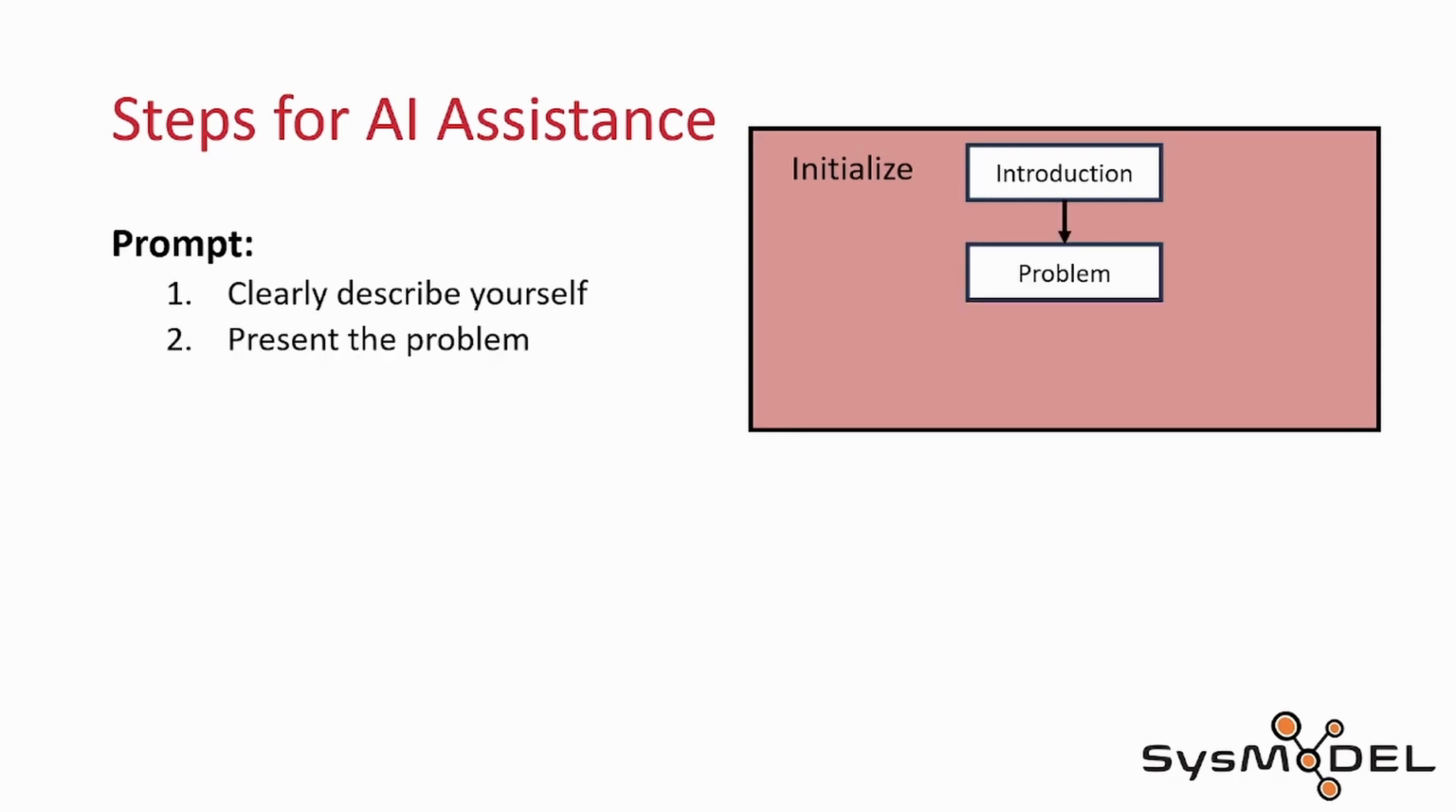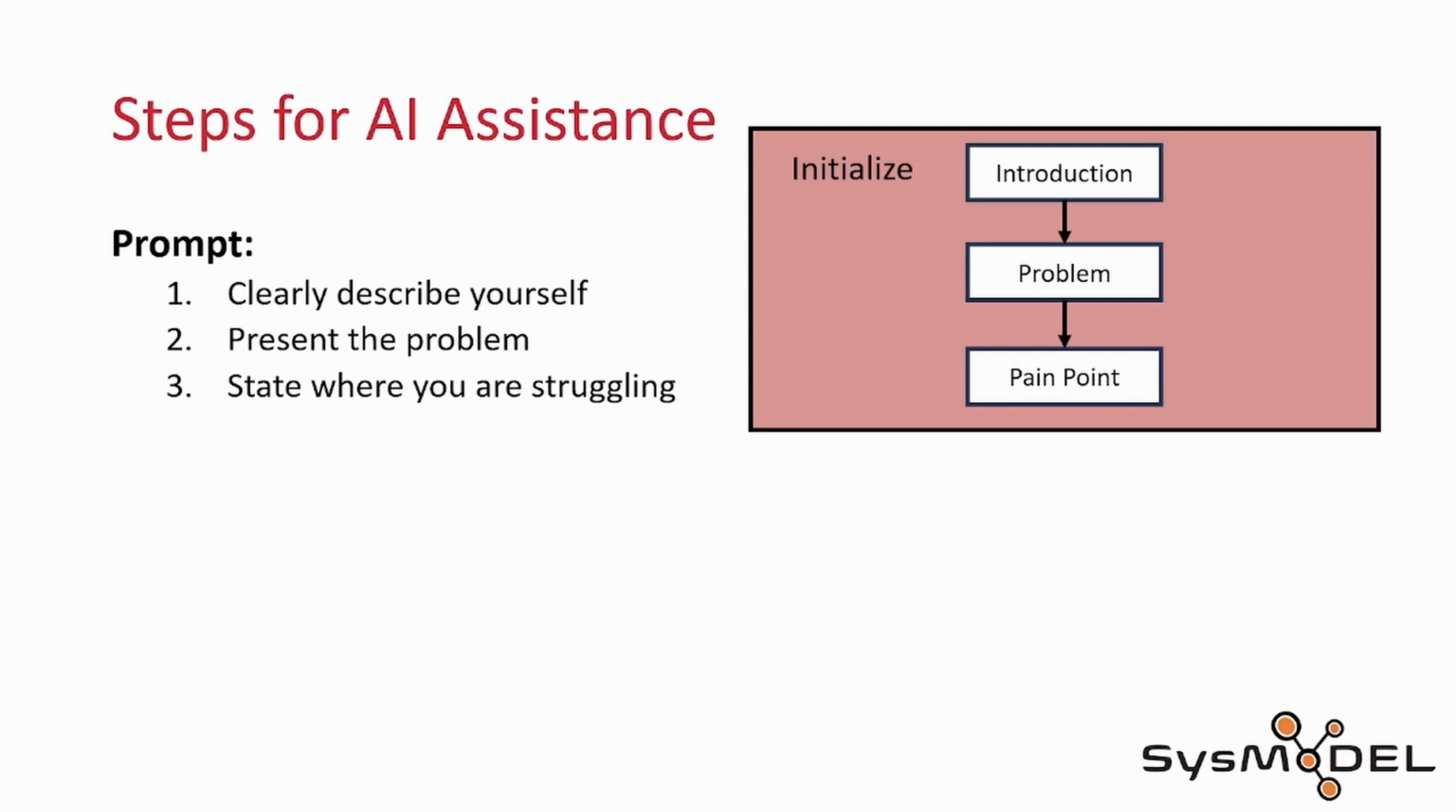Next, present the problem. Clearly state what problem you're trying to solve. If it is a complex problem, try to split it up. Finally, tell ChatGPT where you're struggling. This is a pain point of your study and knowledge of the topic. Be as specific as possible. Following these 3 guidelines will allow ChatGPT to clearly identify your objective and how to properly interact with you based on your educational level and skill set.